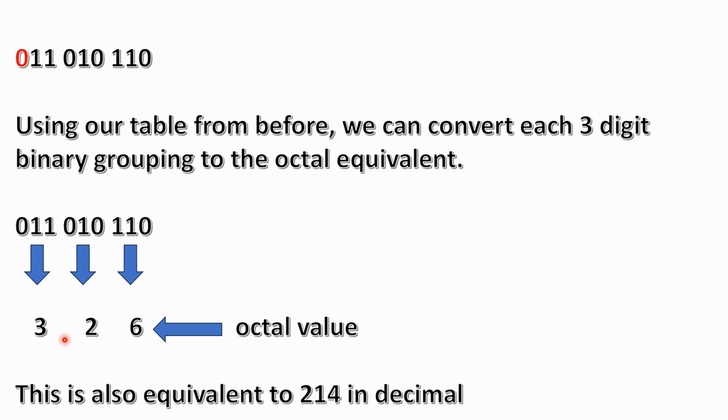All right, so yeah, again, your 0, 1, 1, 0, 1, 0, 1, 1, 0 in binary would work out to be 326 in octal. And that's also equivalent to 214 in decimal.